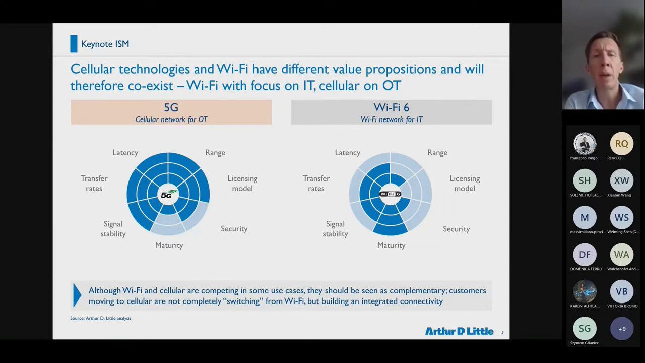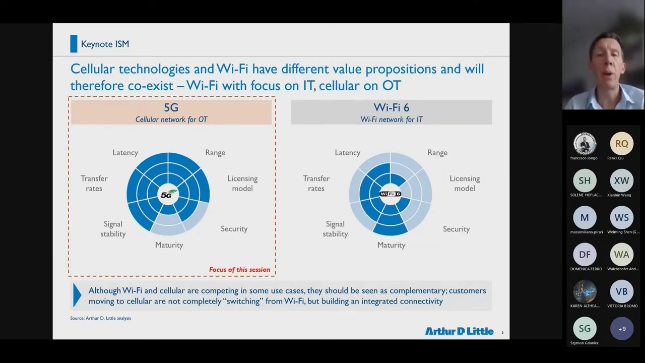And increasingly, 5G and more broadly cellular connectivity is linked to the OT, the operations technology side of a network, and Wi-Fi is more on the IT side of things, so back offices and things like that. So for us, it's not so much an either-or, but rather how do I combine both technologies and their strengths to have best-in-class connectivity assurance. For today, though, I want to focus a bit more on the cellular side and outline how we see the market developing.